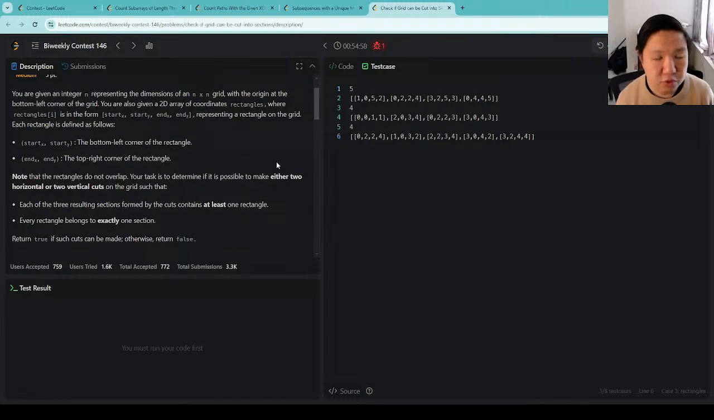Okay, so 0, 0 is on the bottom left. Note that rectangles do not overlap. It's your job to determine if two horizontal or vertical cuts can be made on the grid such that each of the 3 resulting sections contain at least one rectangle. Every rectangle belongs to exactly one section. Okay.